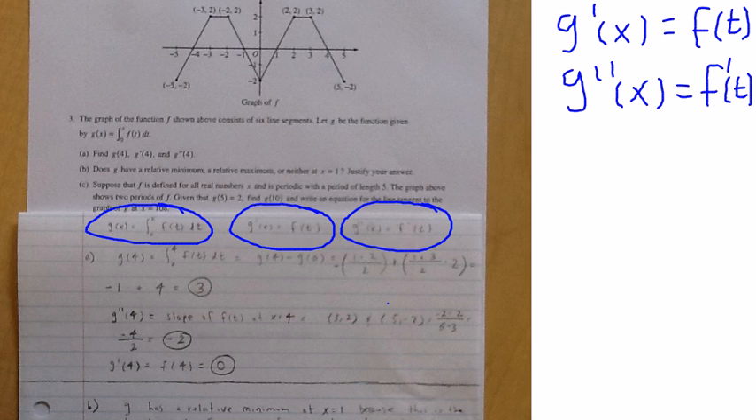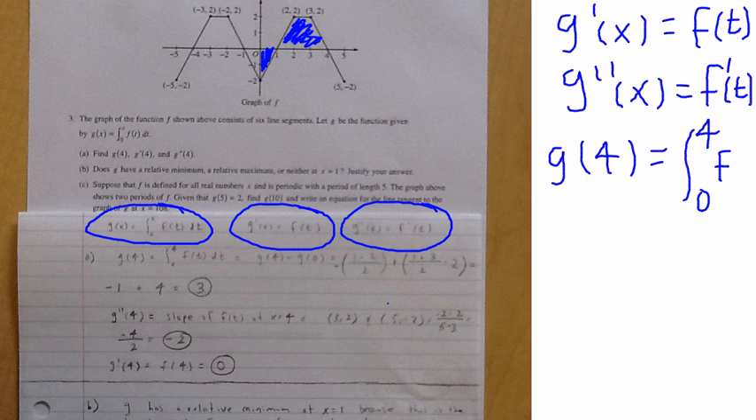So, the first thing in A asks us to find g of 4. So, very simply, we can just plug in 4 into x. So, right here, g of 4 equals the integral from 0 to 4 of f. And what does that mean? That means that you're trying to find the area between 0 and 4 on the graph. So, to find the area, we first find the area of the triangle right here, between 0 and 1, and then the area of the trapezoid right here, between 1 and 4.